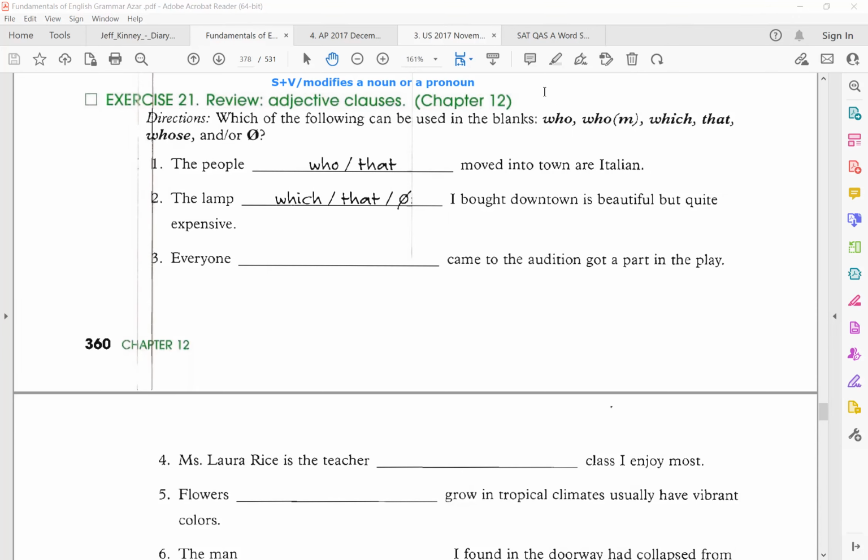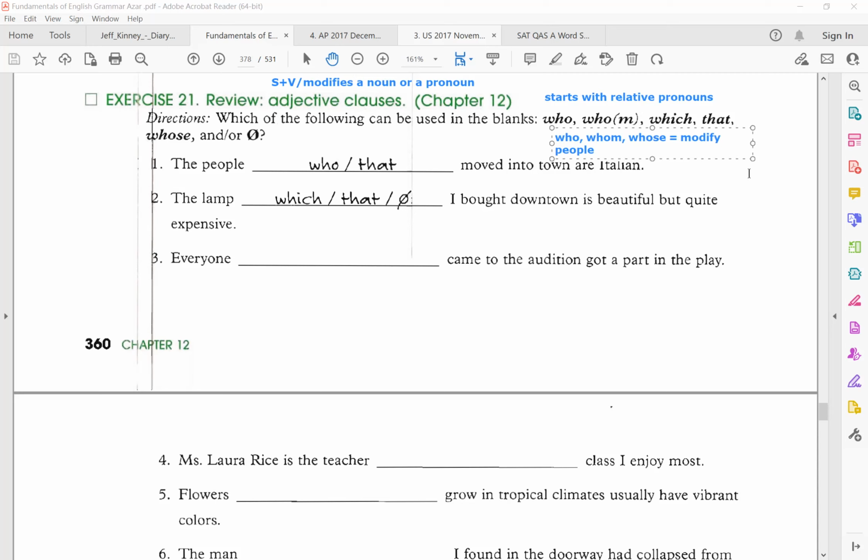And an adjective clause starts with relative pronouns: who, whom, whose, which, that. So as you can see here in the direction, what relative pronoun can we use, right? And keep in mind that for who, whom, and whose, we use them to modify or describe people.